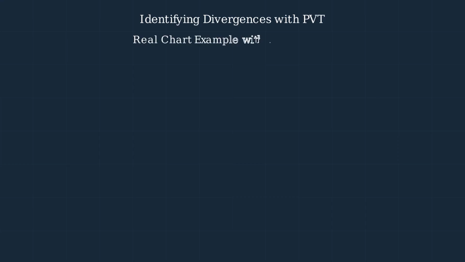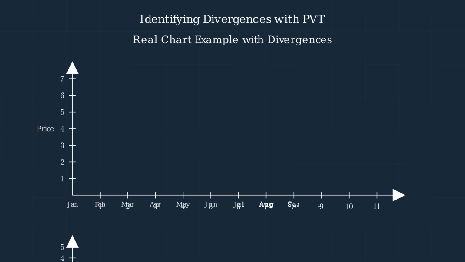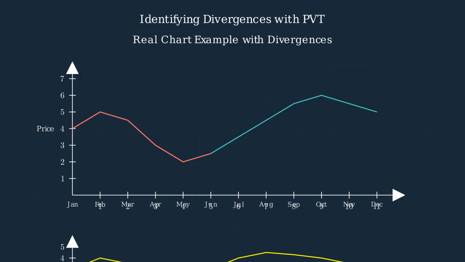Let's look at a real chart example where we can see both bullish and bearish divergences in action. Here we see the price action moving through both downtrends and uptrends. Below is the PVT indicator that we'll use to identify divergences. First, notice this bullish divergence in the early months. While price makes a lower low, the PVT makes a higher low. This suggests buying pressure is building despite declining prices. This bullish divergence provided a great buy signal, as we can see the price subsequently reversed into an uptrend.